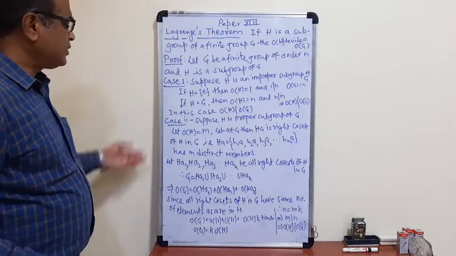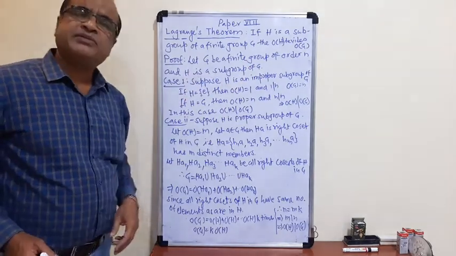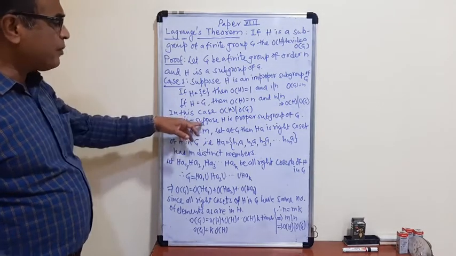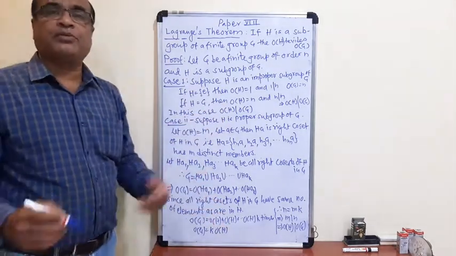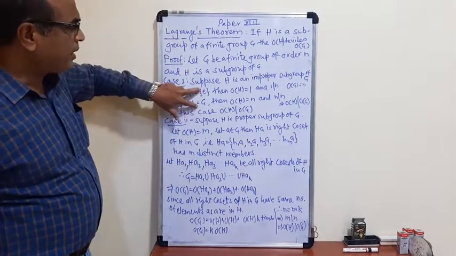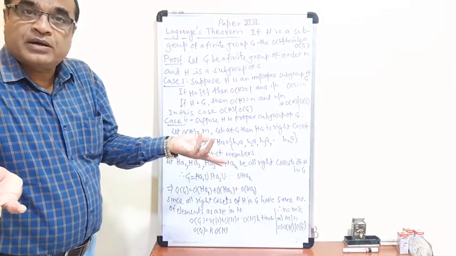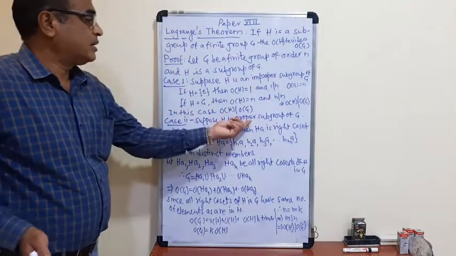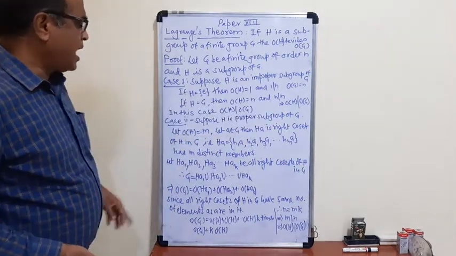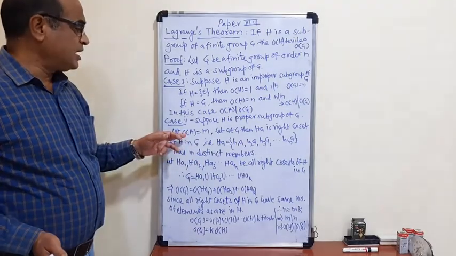So what is case 2? In the second case, suppose H is a proper subgroup of G. So what is the improper and what is the proper subgroup of G? You understand the difference. Suppose H is a proper subgroup of G, and let the order of H be m.